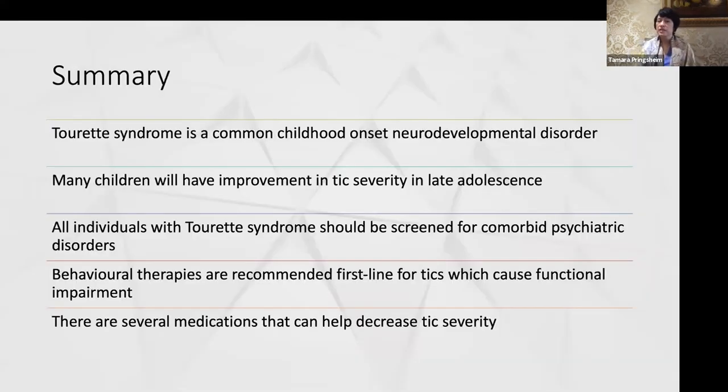So in summary, Tourette syndrome is a common childhood onset neurodevelopmental disorder. Many children will improve with time. All individuals with Tourette syndrome should be screened for comorbid psychiatric disorders. Behavior therapy is the recommended first-line treatment for tics. There are several medications that can help with tic severity. So with that, I apologize that it was so quick at the end, but I would be very happy to take some questions.